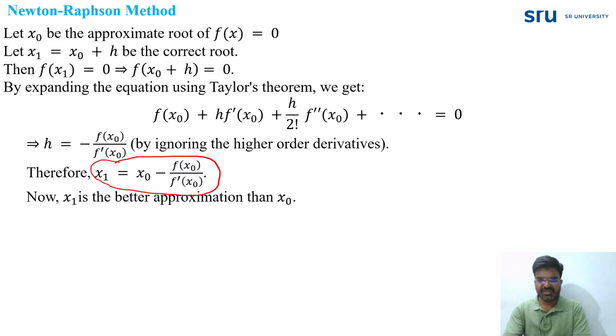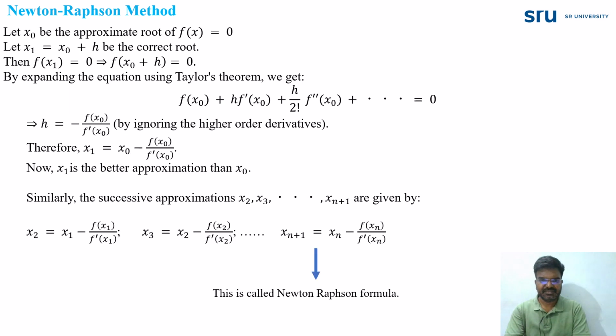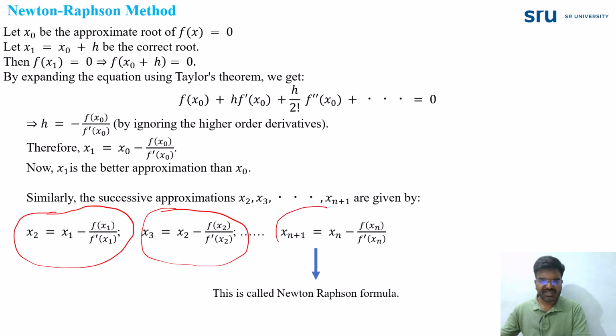Similarly, by using x1, we can find the next approximation, that is x2. In the same way, we can find x2 by using x1. This is the next better approximation. Again, by using x2, we can find x3. In general, we can write down xn plus 1 equals to xn minus f of xn by f dash of xn. This is Newton-Raphson formula.